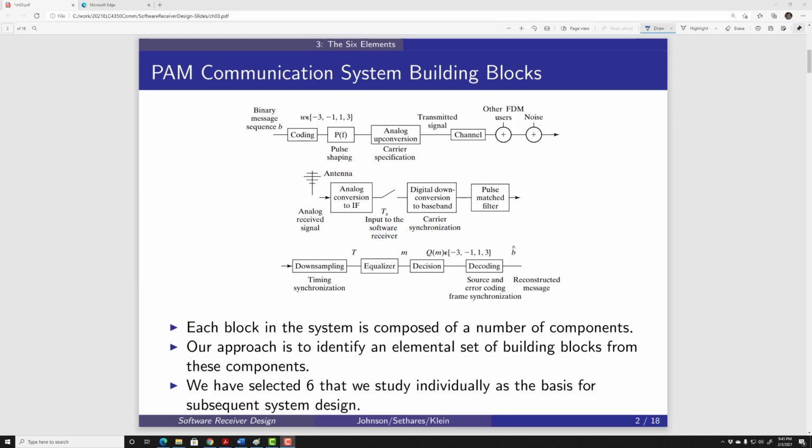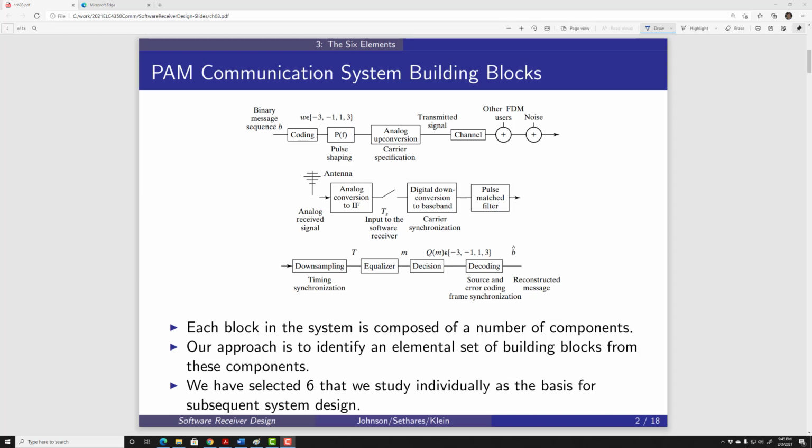We have analog conversion down to the intermediate frequency, and then sampled to discrete time signals. Digital down conversion to baseband. Compensate for carrier offset, carrier synchronization. Then we have a post-matched filter, doing the matched filtering to get the best possible samples. Then downsampling if needed, working with the time synchronization to correct for symbol offset and frame offset.